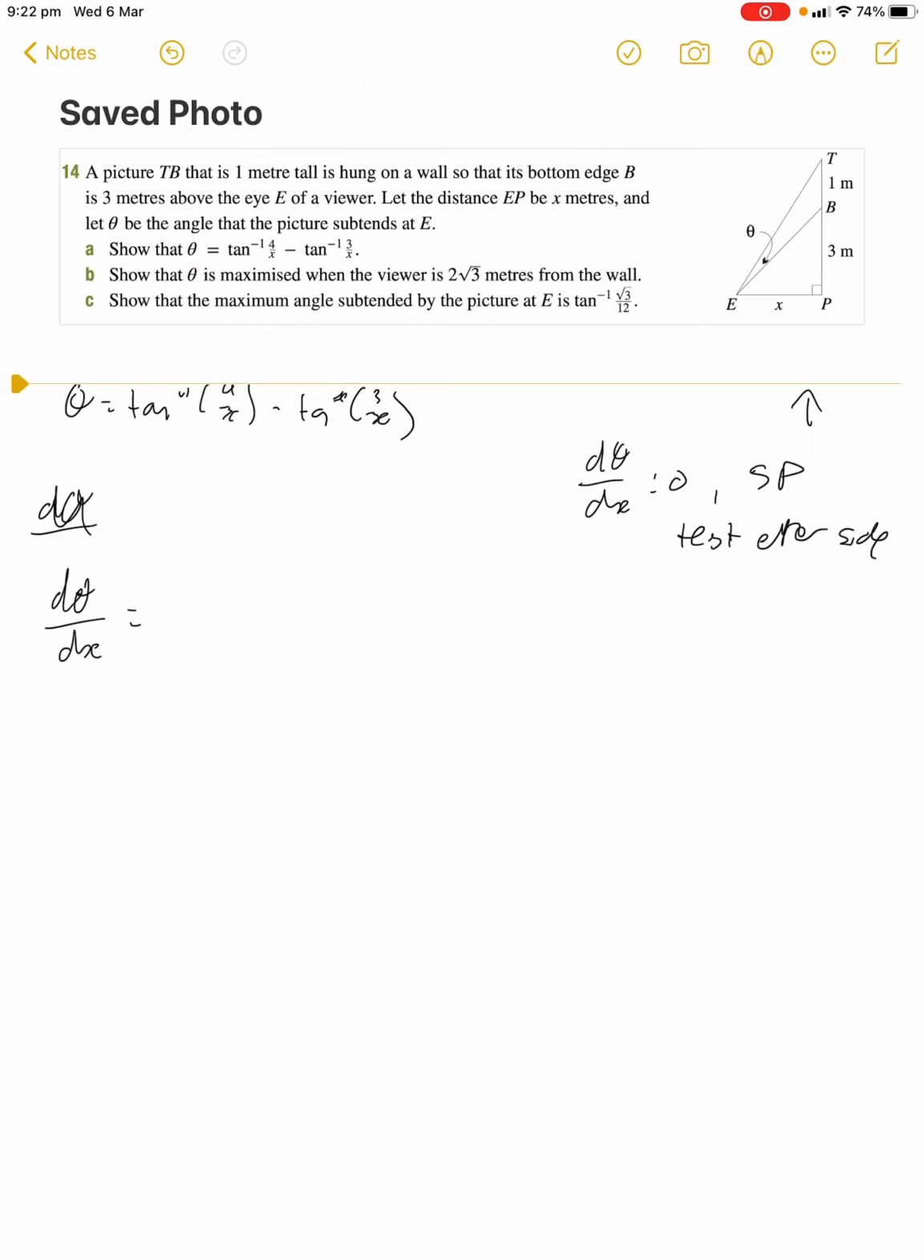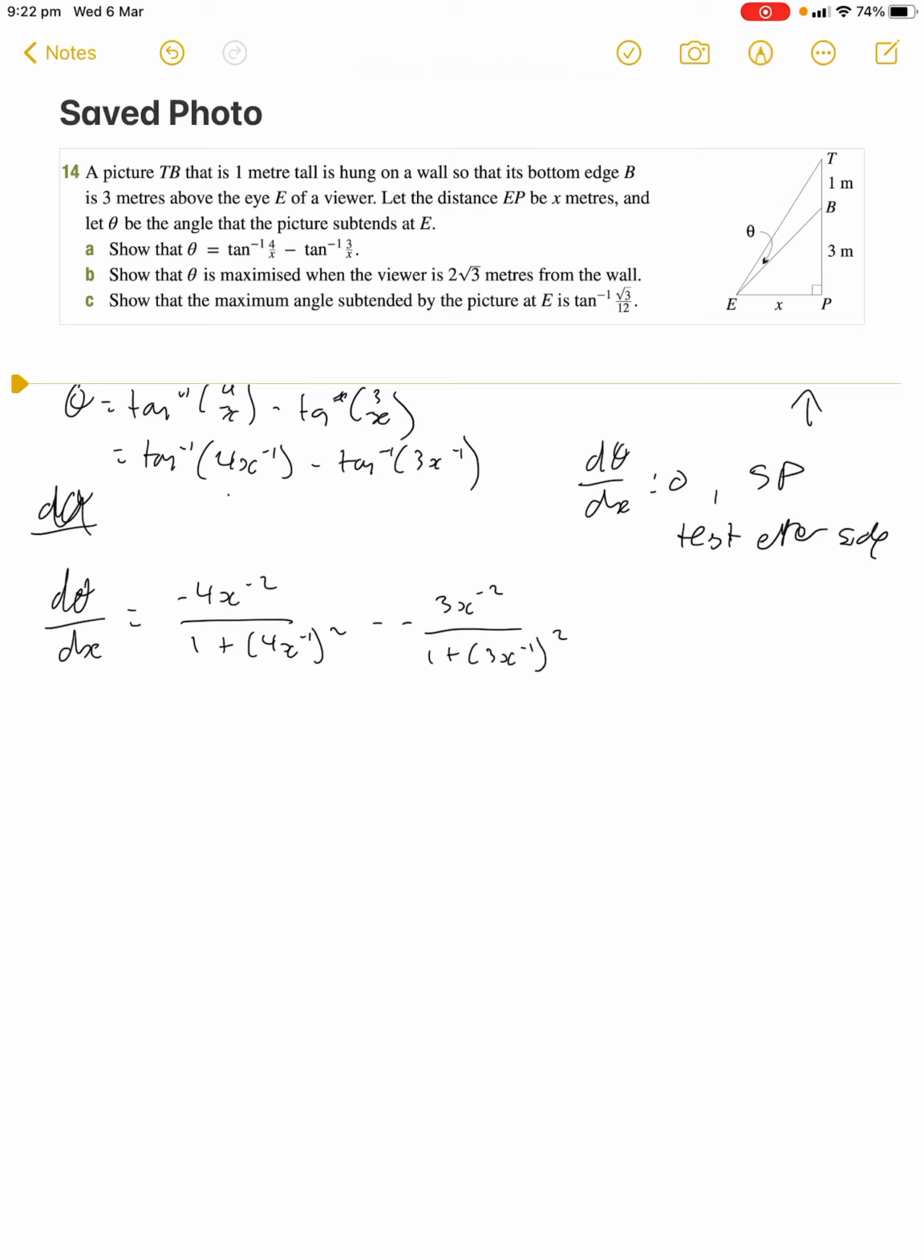Now we know that the derivative of the inverse tan is going to be the derivative of what we have inside the bracket. I am going to write this as 4x to the negative 1, just because it's going to allow me to operate with it a little bit easier. So let's differentiate the first term. It's going to be negative 4x to the negative 2 over 1 plus 4x to the negative 1 squared. And on the other side here, we're going to have minus negative 3x to the negative 2 over 1 plus 3x to the negative 1 squared.